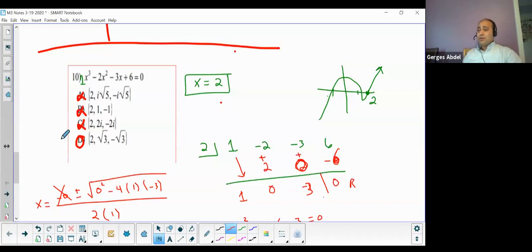I am going to post all the work into your Canvas. You will see it in Canvas. Try to do as much as you can, and we'll go over it next time.